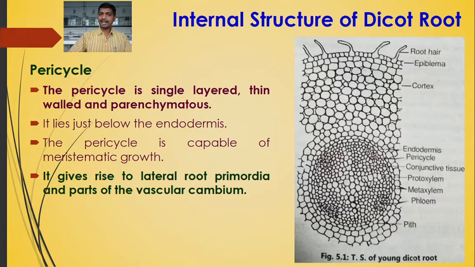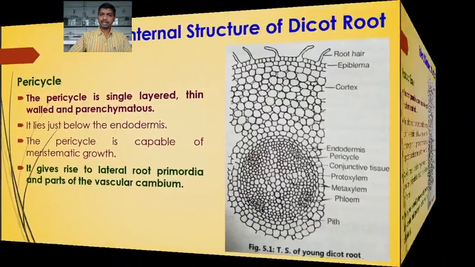It gives rise to lateral root primordia and parts of the vascular cambium. So lateral root primordia are the initials for the lateral root. The lateral root formation takes place through the cells of the pericycle because they are capable of meristematic growth. So these cells of the pericycle give rise to the lateral root primordia and parts of the vascular cambium. The cambium that is present in the vascular bundle is the vascular cambium.